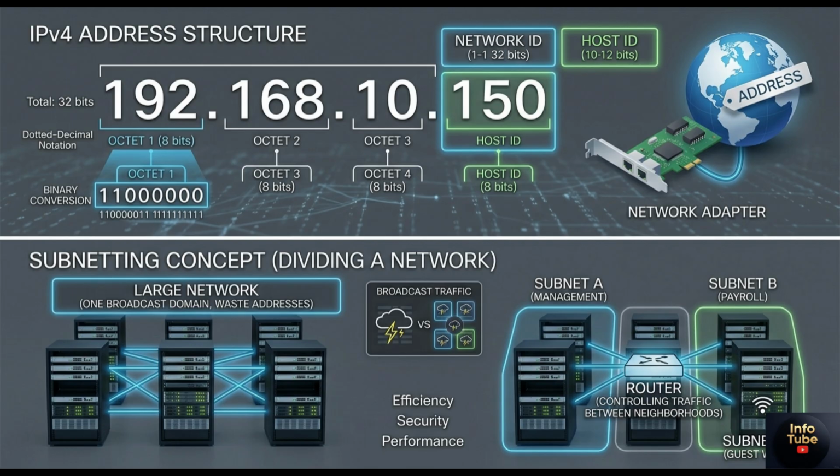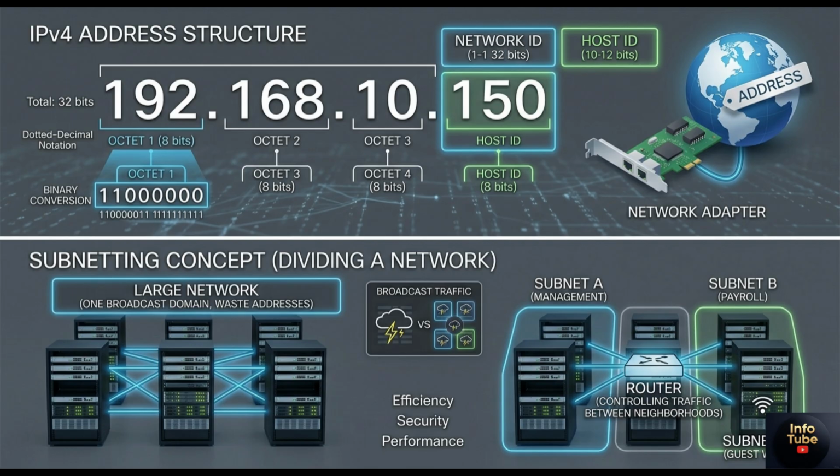Security. It keeps departments separate. You can use subnetting to ensure that the guest Wi-Fi neighborhood cannot talk to the HR and payroll neighborhood. Performance. By breaking a large network into smaller pieces, you reduce broadcast storms. It keeps the local traffic local, making the whole system much faster.